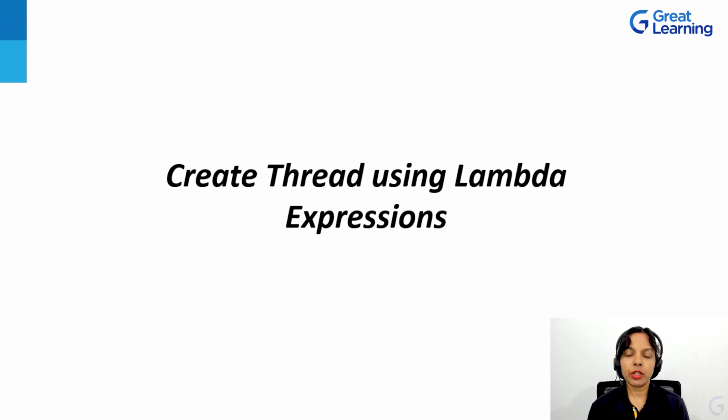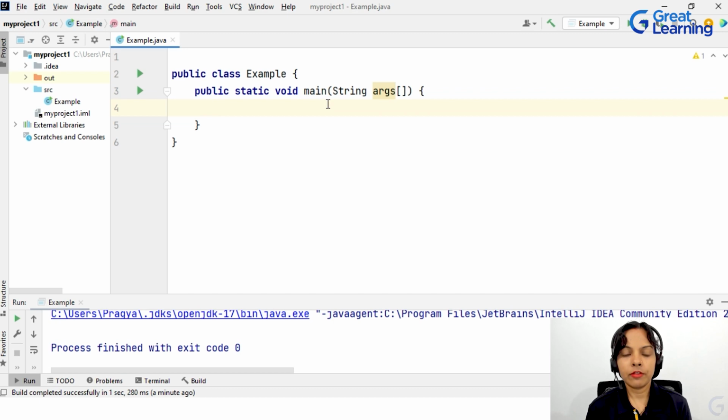Now let me talk about how you can create a thread using lambda expression. So to understand that, we have to go to the IDE. So I'm going to use IntelliJ IDE, where I'll be writing the code of how to create a thread using lambda expression. So let's go there. Here I've already created a file with the name Example. So the class name is also Example, having a public static void main method inside it. Now let us write code here for creating a thread.